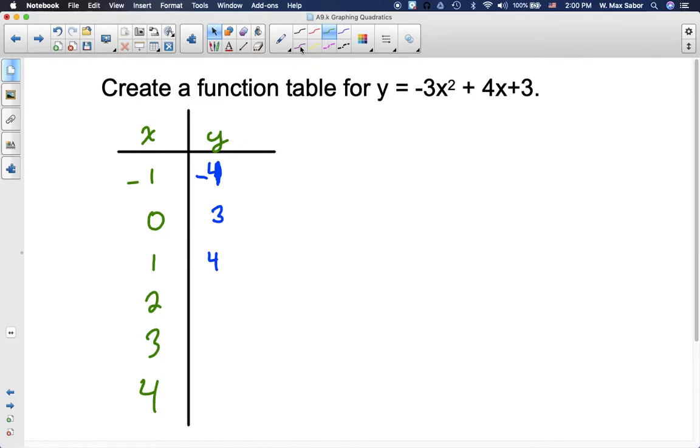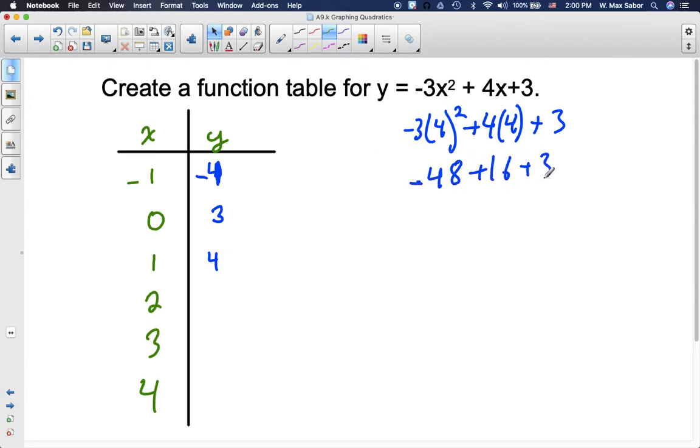I'm just going to plug in one more number just to show how this works. So I'm going to plug in 4. So -3 times 4 squared plus 4 times 4 plus 3. 16 times -3 is -48, plus 16, plus 3. That becomes -32 plus 3, or -29.